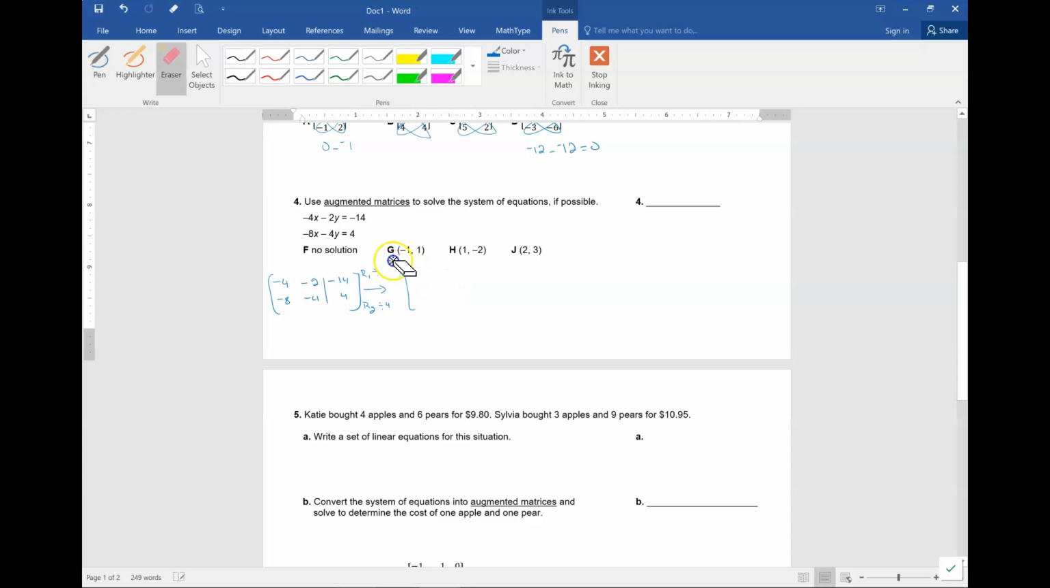Oh, yeah, you know what? Why don't we just divide by -2? So I get 2, 1, 7. And here, if I divide by 4, I get -2, -1, 1. Okay?